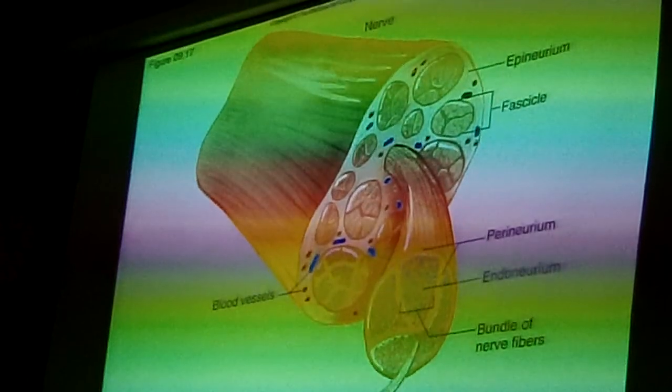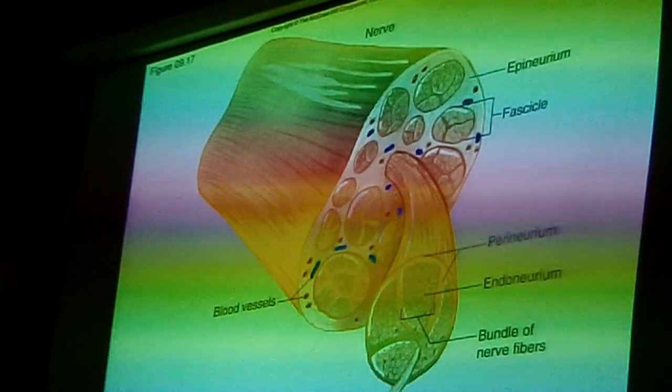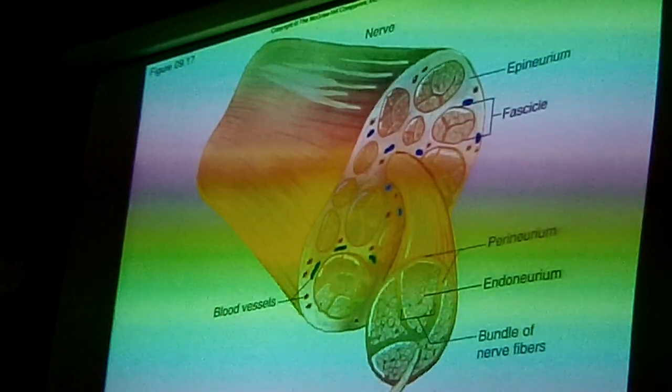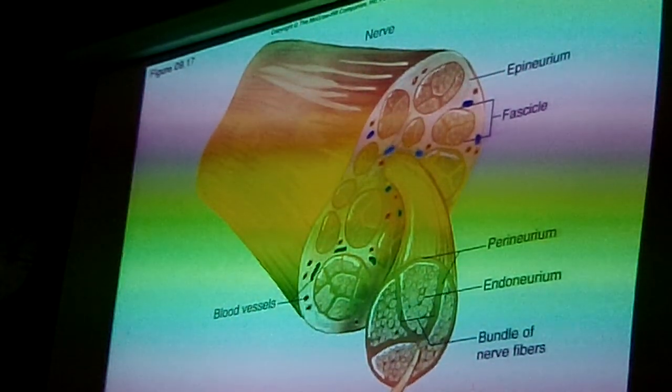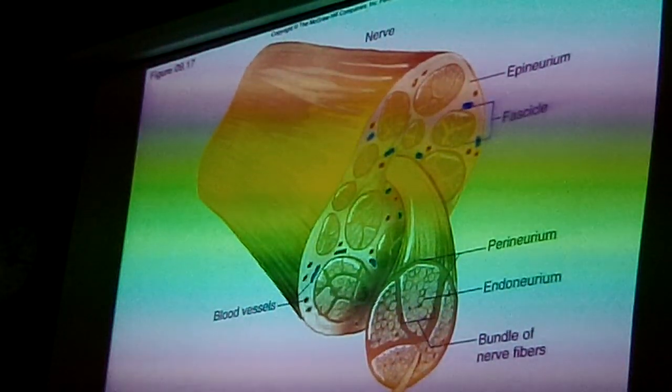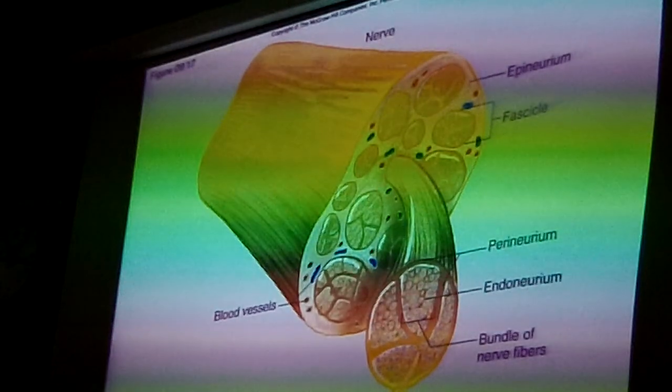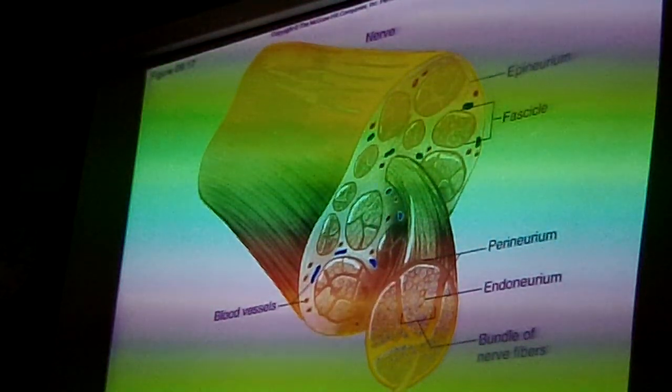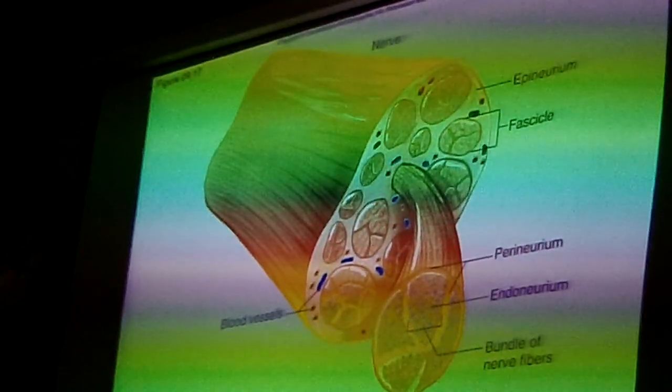Does anyone remember what it's called? The biggest nerve of the leg? It starts with an S. It's one of the ones y'all have been calling out to me. No? The sciatic nerve. That's the largest nerve that runs down the leg.